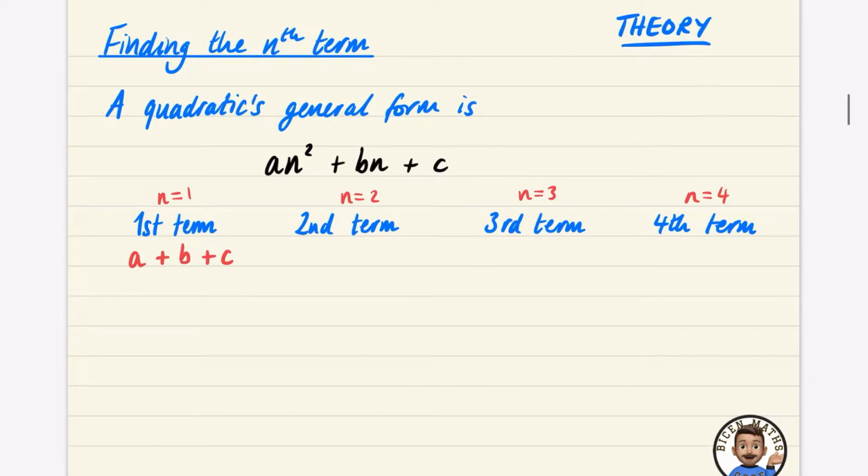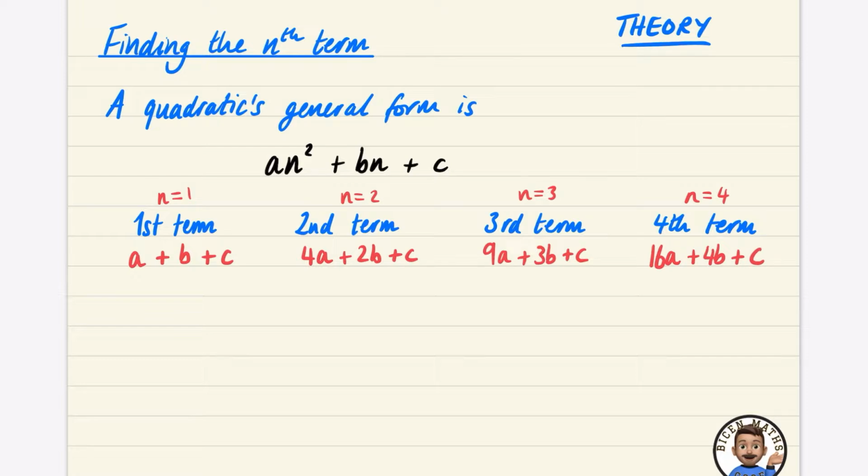So the first term would be a plus b plus c. The second term is when n is equal to 2, so you're going to have 2 squared, which is 4, multiplied by a, so 4a. Then you have 2 multiplied by b, which is 2b, and you have c. The third term is 3 squared times a, so that's 9a, and 3 multiplied by b, which is 3b, and there's a c. And then the fourth term is, you can see where it's going, 16a, because of the 4 squared, plus 4b, plus c.